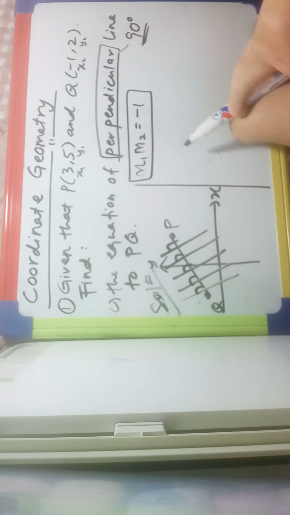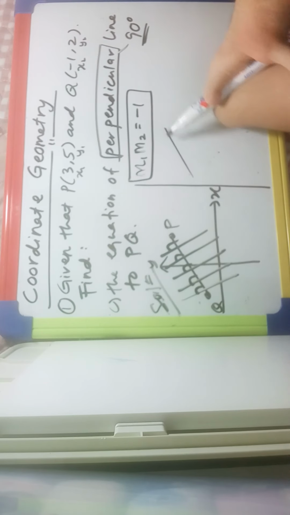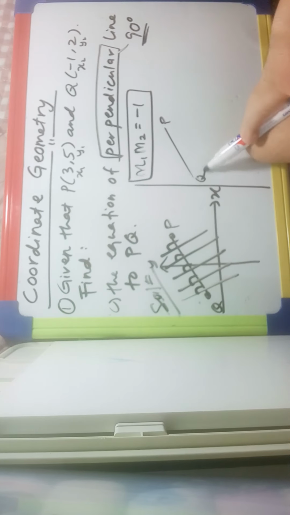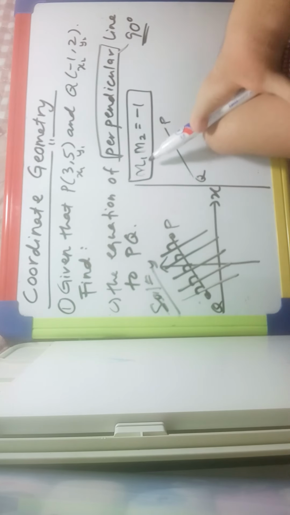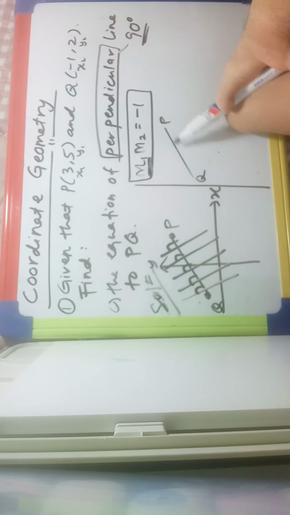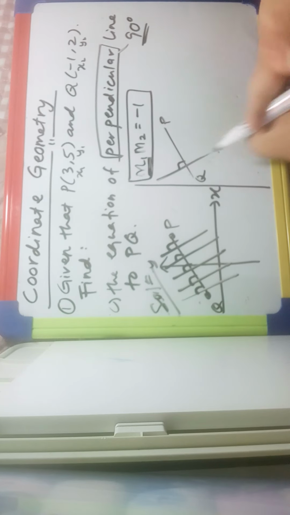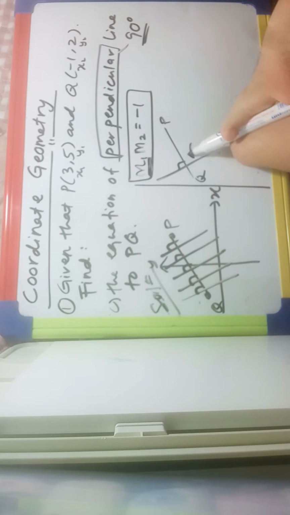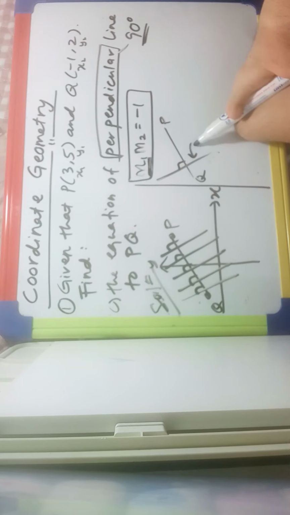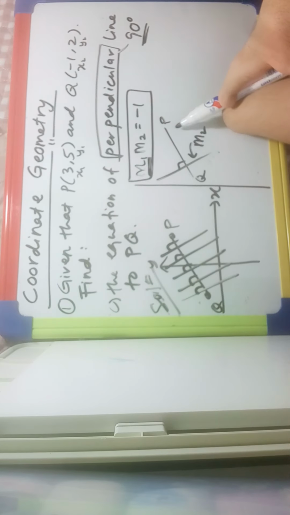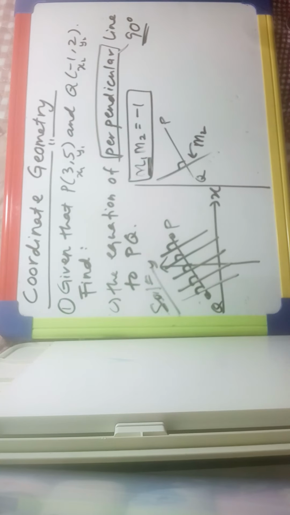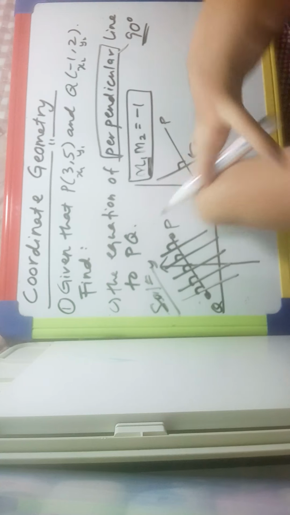Which line? Okay, let's say I take line P to Q. This is P, this is Q. This is one line, meaning the gradient for the first line is M1. What is M2? M2 is the gradient of this perpendicular line. We are going to find the gradient of M2. So what is the gradient of M1? The gradient of M1 we already calculated in question B just now when we found the equation of PQ.